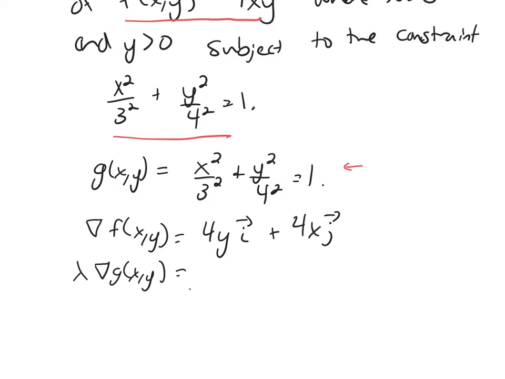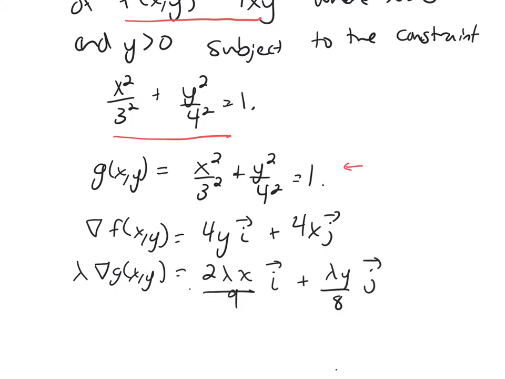Now look at your g function here and take lambda times the gradient of g. So you're going to get 2 lambda x over 9 i. That's the partial derivative with respect to x times lambda. And then the partial derivative with respect to y. You bring 2, so it'll be lambda y over 8 j.